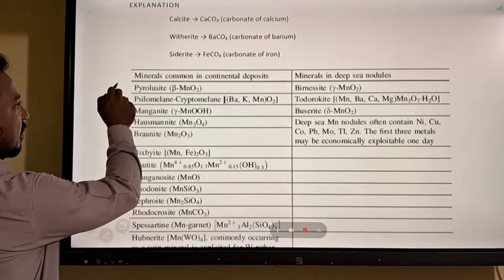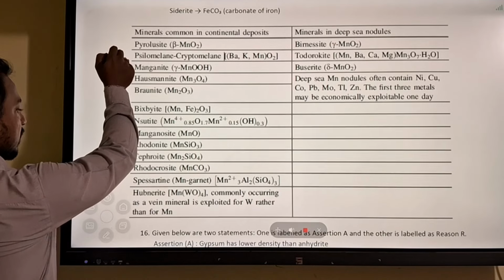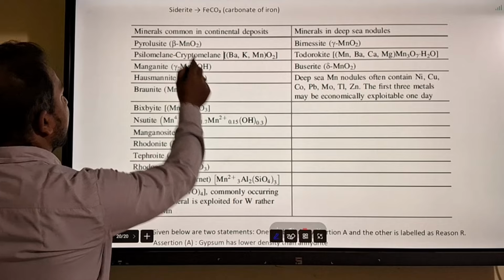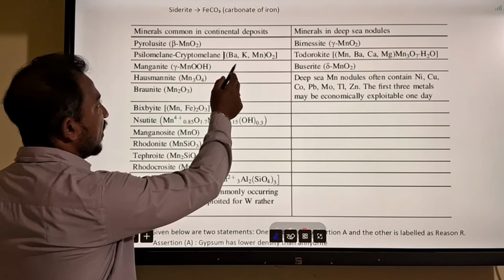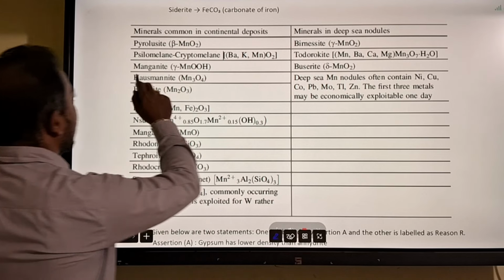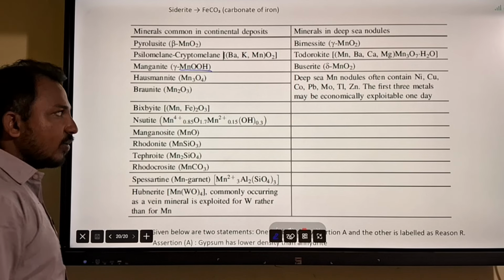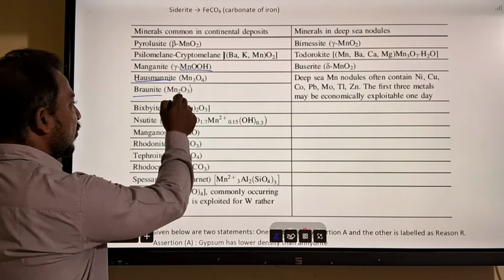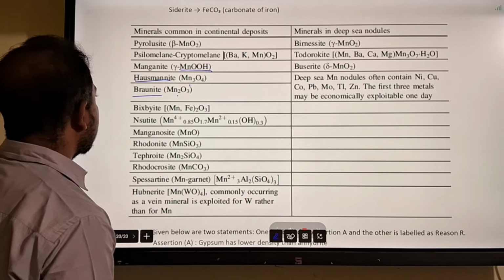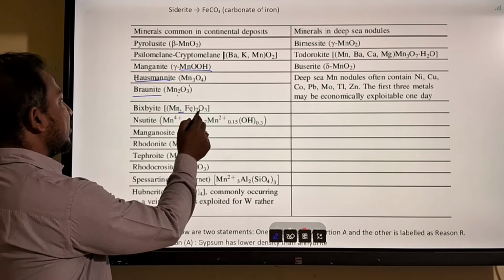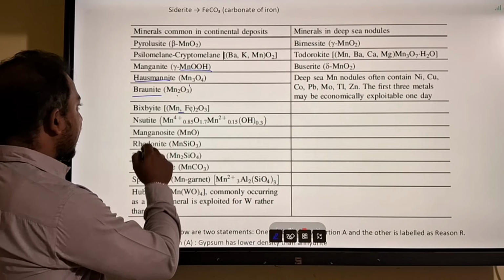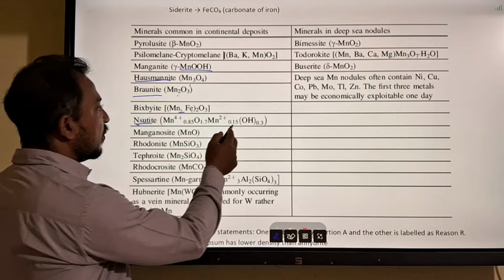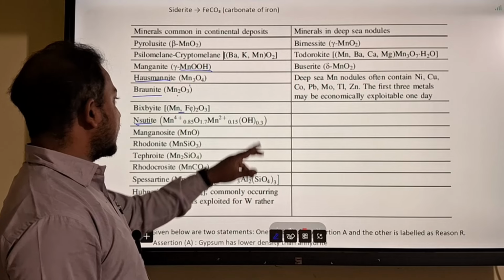It is a little blurry, but I'll read out all these minerals. Firstly, pyrolusite is MnO2. Then psilomelane or cryptomelane is BaKMnO2. Manganite is MnO(OH), hydrated. Hausmannite is Mn3O4. Braunite is Mn2O3. These are oxides. Then bixbyite, it is an oxide of Mn and Fe. Then partridgeite, it is Mn2O3.